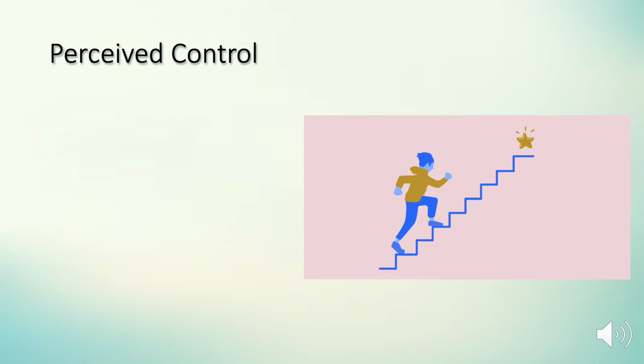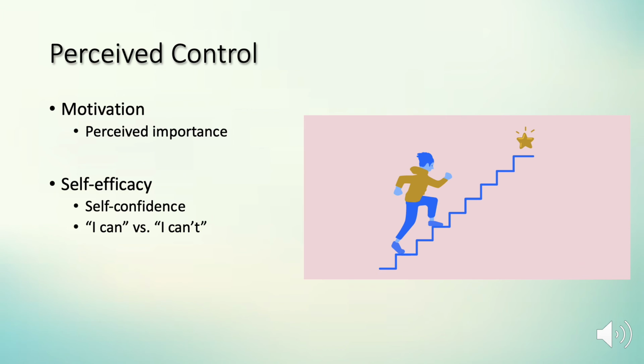Perceived control is the final category of the modern dynamic model of behavior change. Motivation is an important driver of behavior choices and behavioral change. Perceived importance can influence whether a person decides to take a certain action or not. Self-efficacy refers to an individual's belief in his or her capacity to execute certain actions. Self-efficacy regulates processes that either enhance or impede behaviors, and it is often driven by one's underlying level of self-confidence.